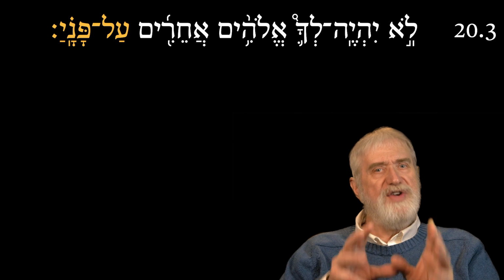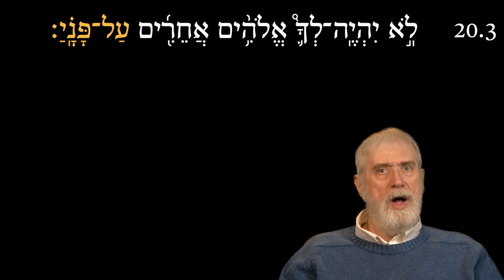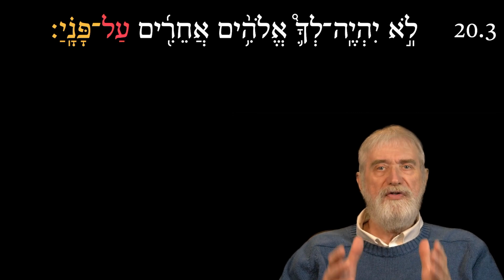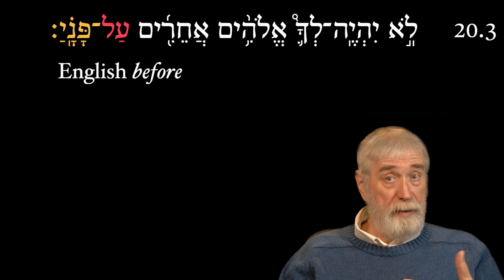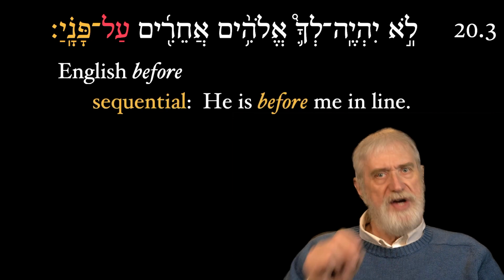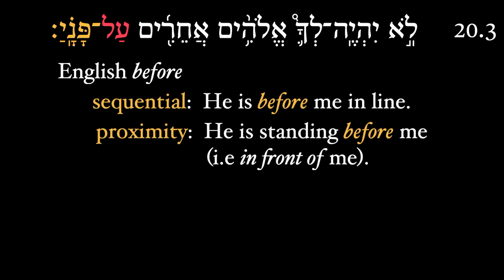And this leads us to the second thing that we need to think about here. The most common English translation of this phrase, al panai, is before me. The problem is that in English, the word before can suggest the idea of sequence as well as the idea of proximity. But the particle al is not used in Hebrew for the sense of sequence. So the point here is not that it's okay to worship other gods as long as you put Yahweh first. The point is one of exclusivity.